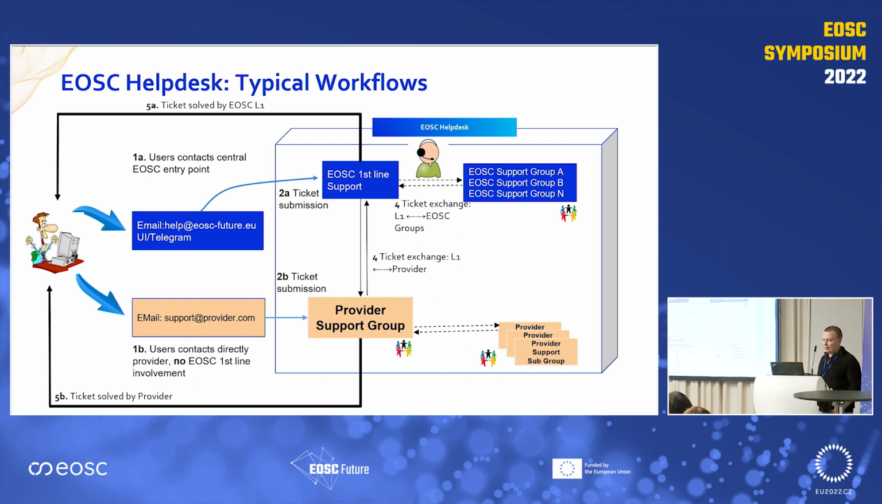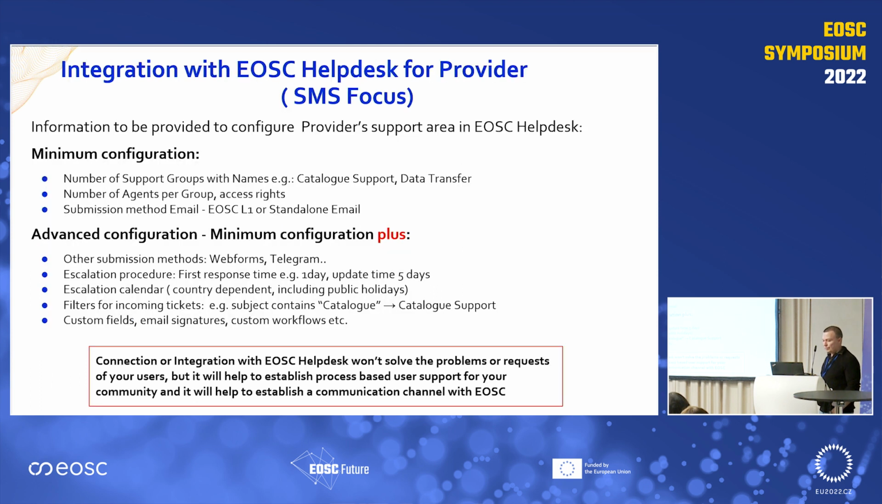So the user gets the notification about the resolution of the problem. The integration with the EOSC help desk for providers can be done at two different levels: minimum configuration and advanced configuration. For minimum configuration, the provider just provides minimum information: the number of groups, the contact email which should be integrated with the help desk, and agents with their access rights. After that, the help desk can already be used by the provider.